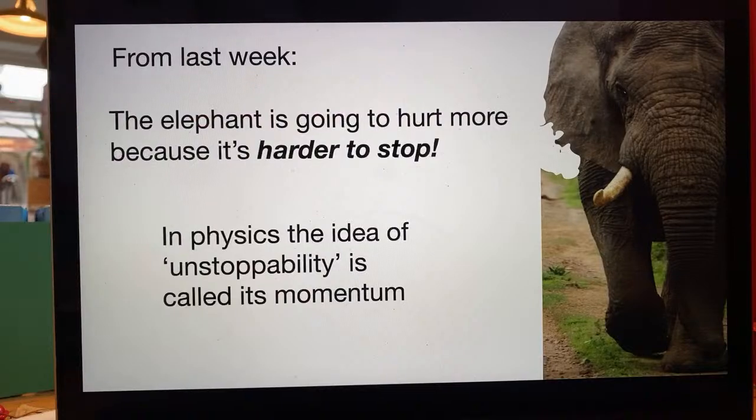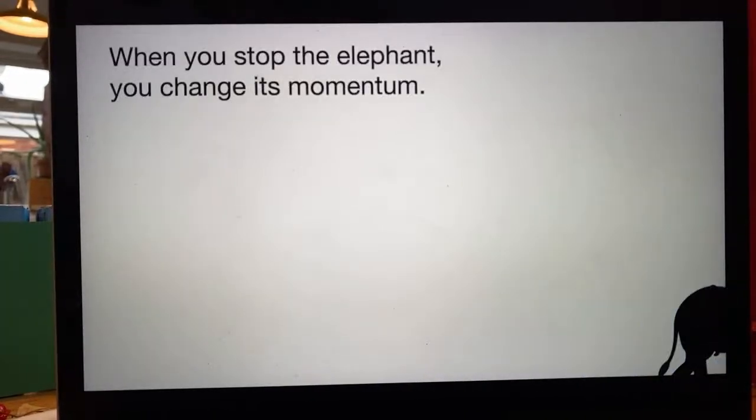So last week, let's look at what this actually means in real life. We learned how this elephant is going to hurt more than a mouse going at the same velocity because it's harder to stop. And we said that this idea of unstoppability is called momentum, right? Mass times velocity. So it took me ages this, I hope you appreciate it. Here's a person stopping an elephant.